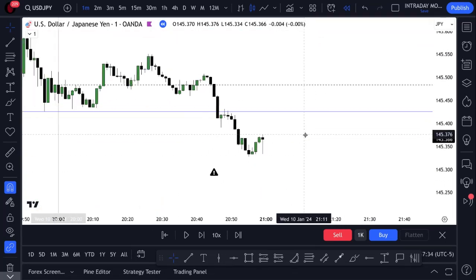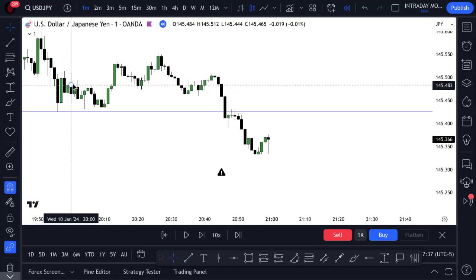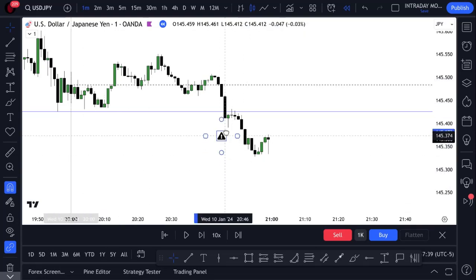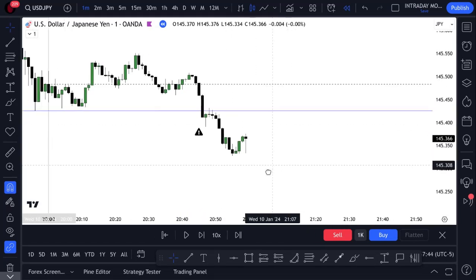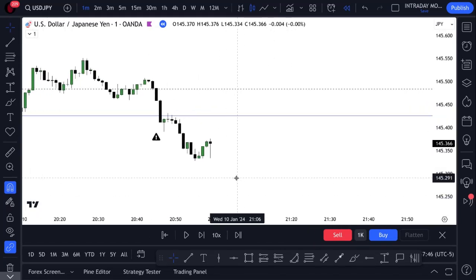You can see price is below the Asian open. That's 8 p.m. New York Eastern Standard Time. Here, we got that purge on the sell side liquidity. What are we going to be looking for? We're going to be looking for a fair value gap that breaks a swing high.